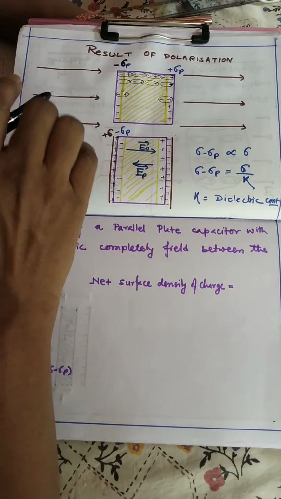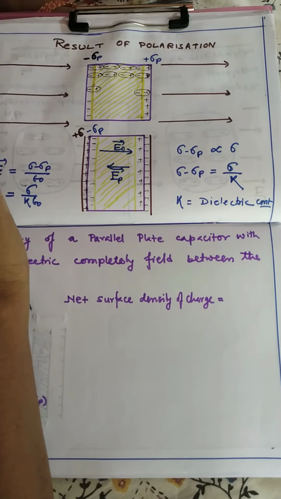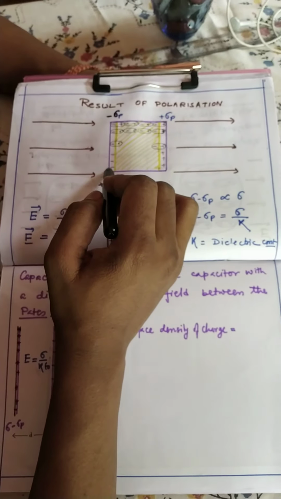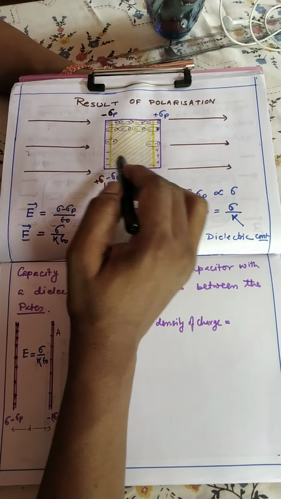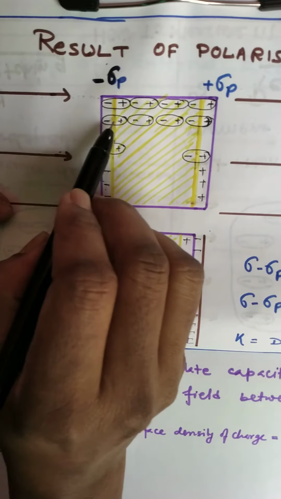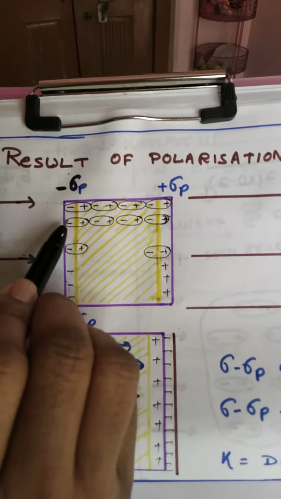Now, what is the effect of polarization on the dielectric? That we will discuss now in detail, and then we will extend its application to parallel plate capacitors. Okay, let us see. Result of polarization. You see, this is the electric field, right? This is a dielectric sample placed in the electric field. What happens when the dielectric is placed?